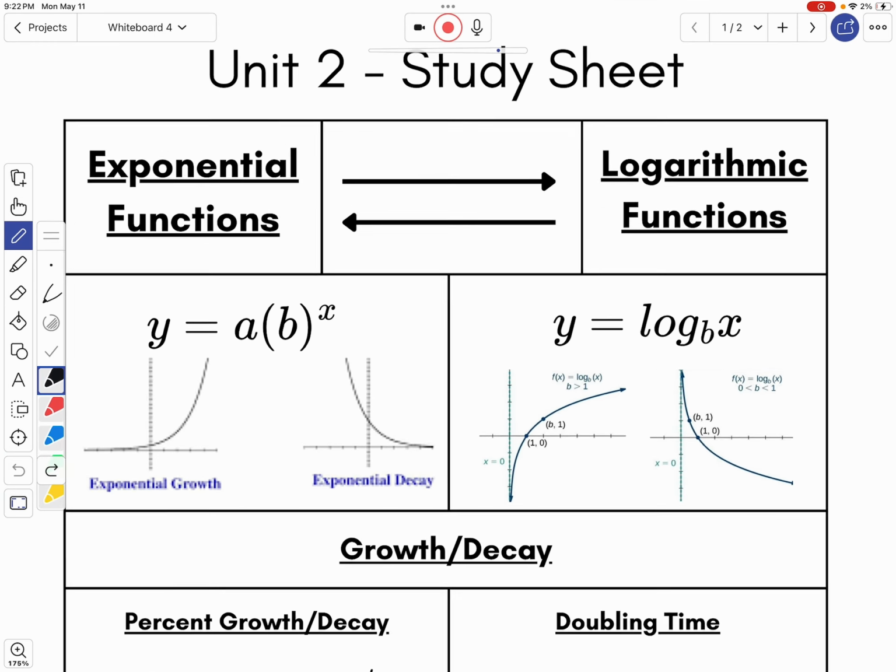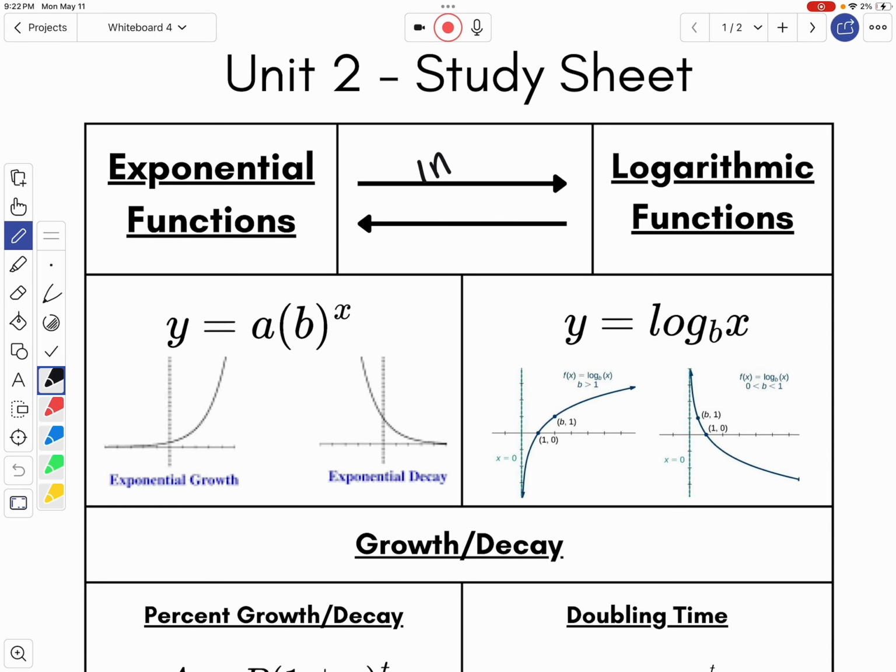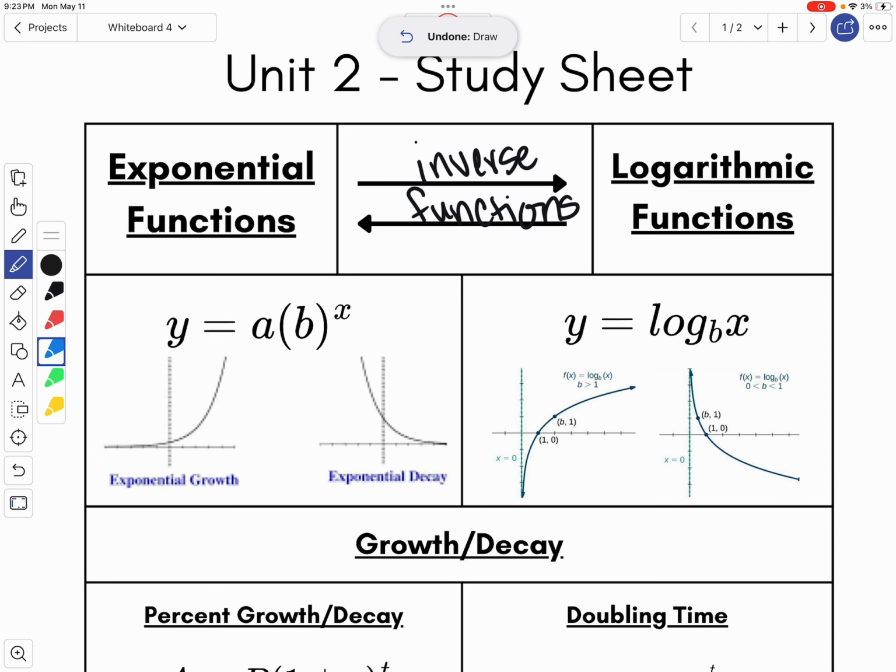Logarithmic functions are inverses of each other, so they reverse each other, just like the inverse functions that we reviewed yesterday, where you switch the x and the y value. Exponentials and logs are a little bit different because your variable is located in the exponent position, so it becomes very difficult to switch these two.